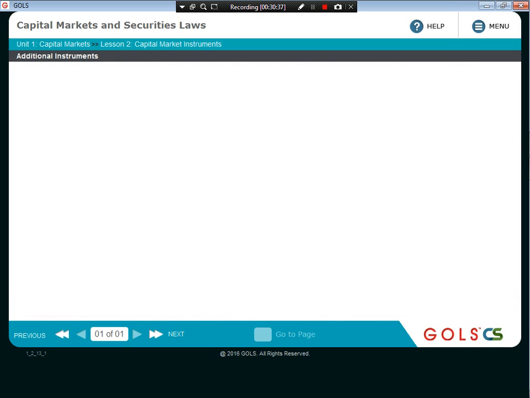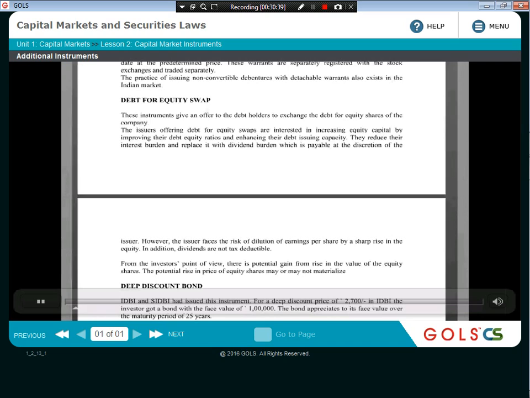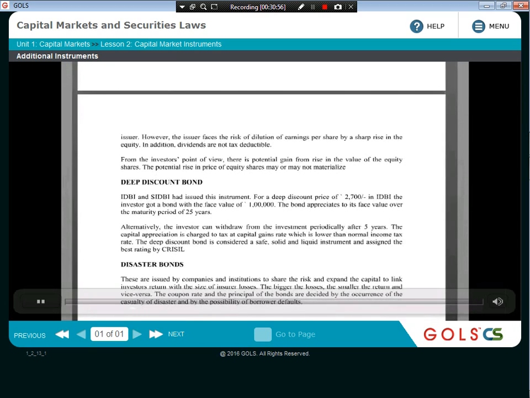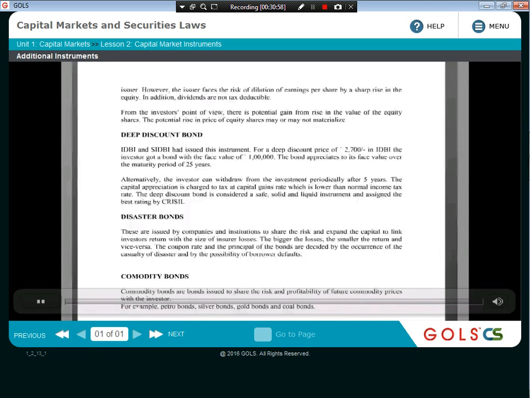Then certain additional instruments we are going to see: deep discount bond, disaster bonds, commodity bonds. So these are specific instruments which were issued for certain specific purposes. As I said, deep discount bond is IDB and CDB had issued this instrument. So these two paragraphs give you just an idea of what are the features of that instrument. Again, it's a debt instrument. Same is the case with disaster bonds. Same is the case with commodity bonds.